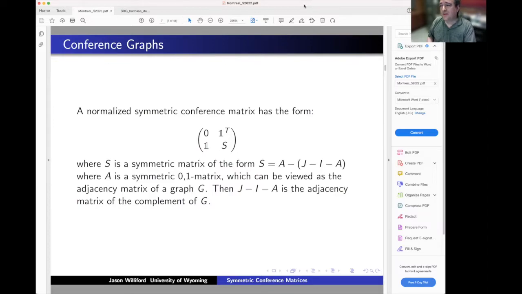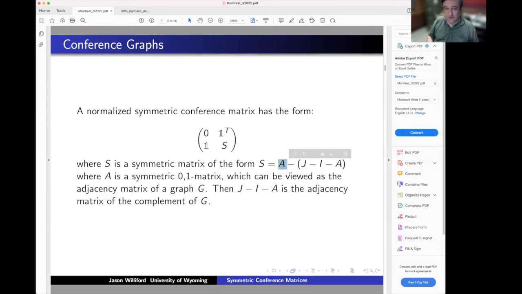Now, conference matrices have a close connection to association schemes, in that from these symmetric conference matrices in particular, you get strongly regular graphs. You basically normalize it again by multiplying by plus and minus ones. So you have ones here, one here. And if it's symmetric, you can do that. So this is a symmetric matrix, and it's ones and negative ones, with zeros on the diagonal. So you can write it as the adjacency matrix of a graph minus its complement.